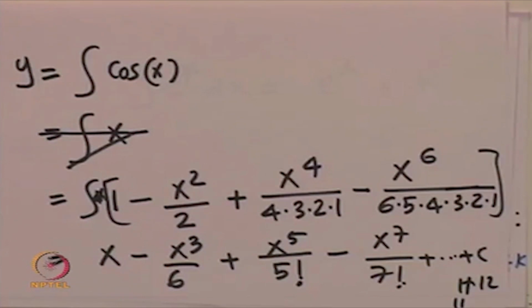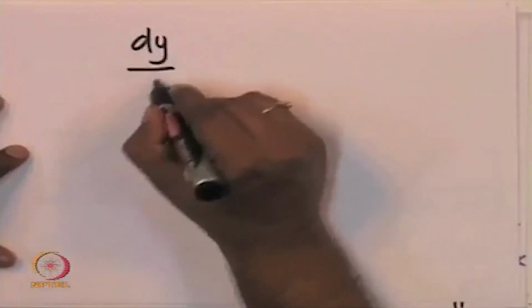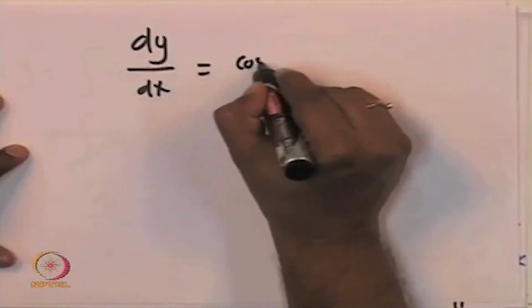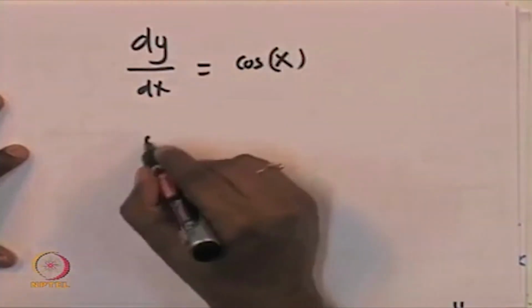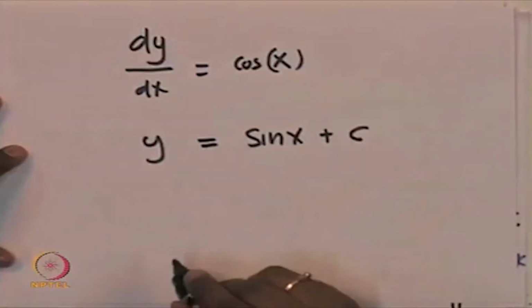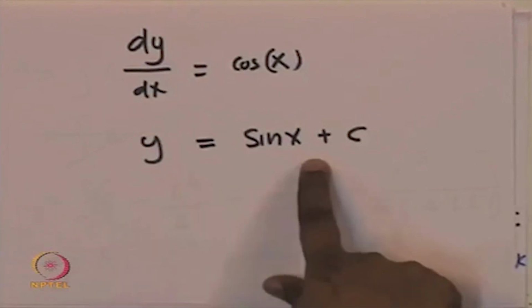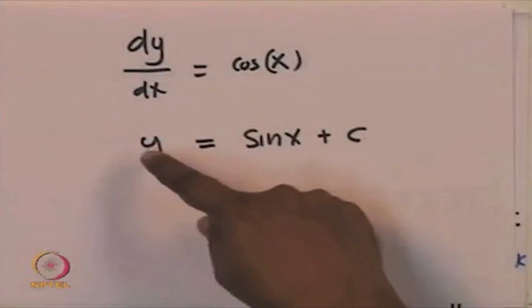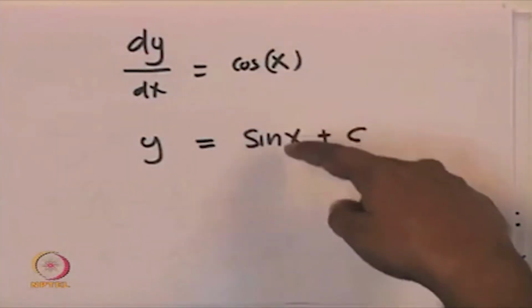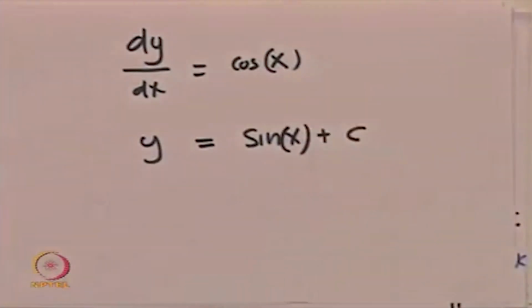the integral of cos x is nothing but sin x. So, just like we know that if we had dy by dx is cos x, y is sin x plus constant. This much we know because we can also guess this, because if y is sin x, the derivative dy by dx has to be cos x, because we know that the derivative of sin x is cos x.